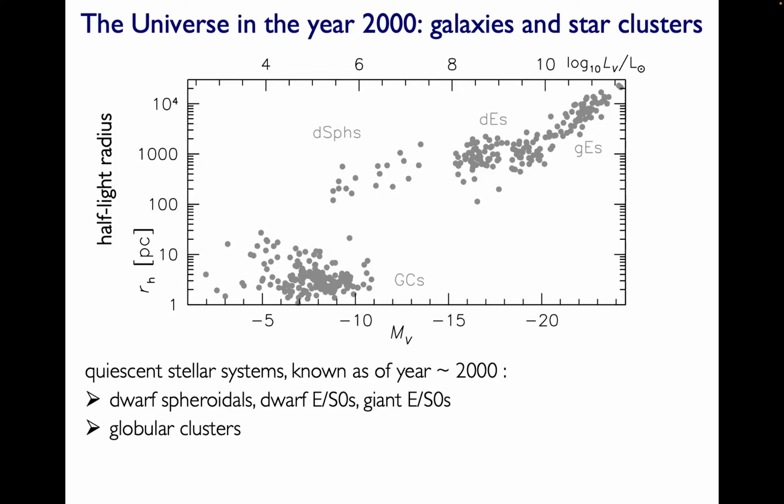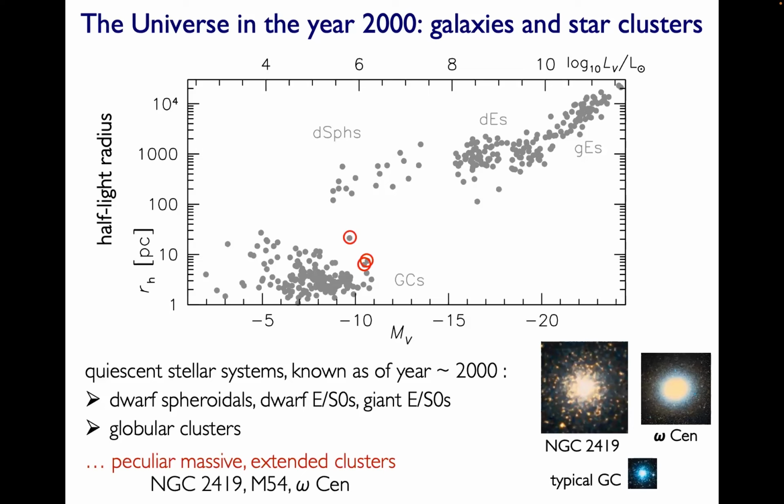There were some hints about some unusual things going on. Down here among the globular clusters, there were some oddball clusters, Omega Centauri and a couple of other objects that are unusually large and unusually luminous. We know a lot more about them these days, but there were clues to maybe something else going on that we were not seeing. And these clusters are all based on the Milky Way.